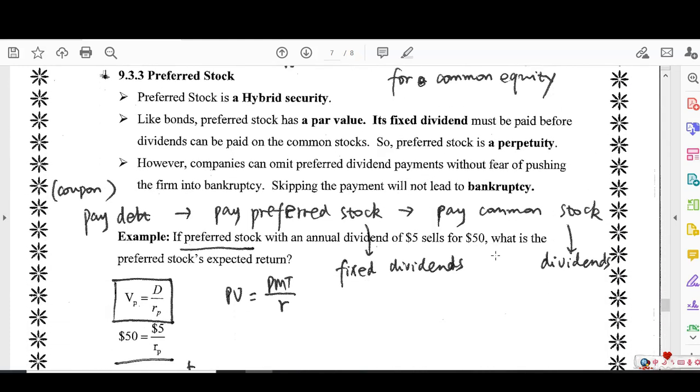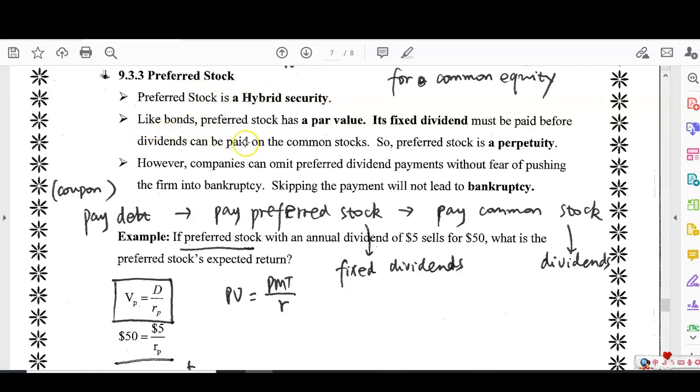Okay, so that's free cash flow model or corporate valuation model to get stock price. And the free cash flow model and corporate dividend discount model are for common stocks. What if we have preferred stock? It's a hybrid security. It's very special because it's between bond and common stock.